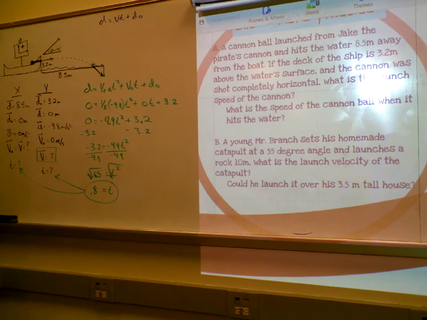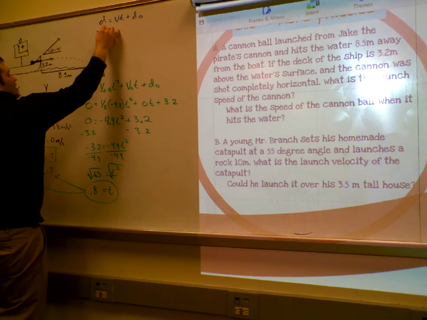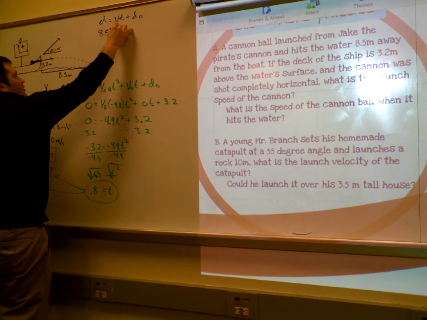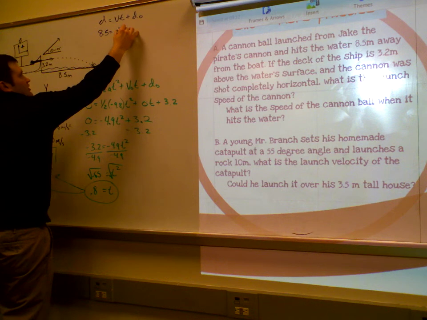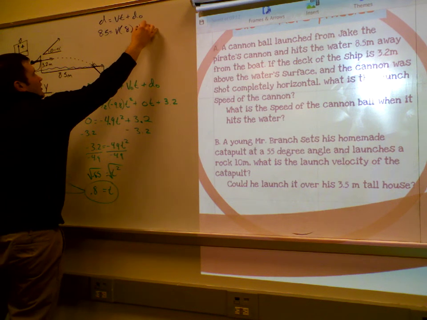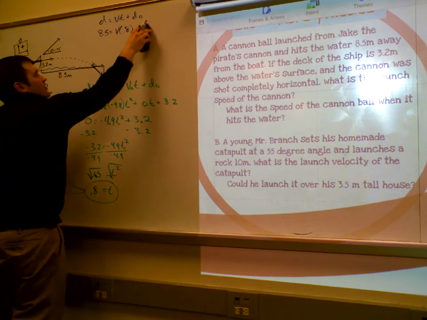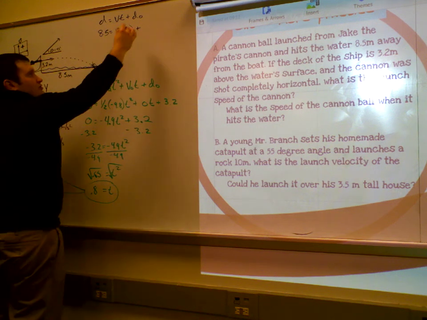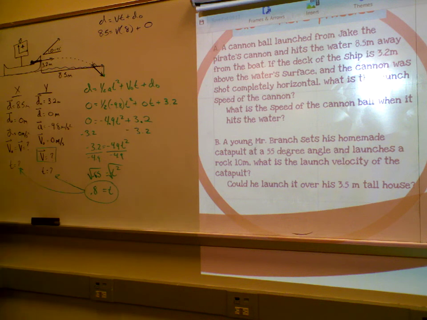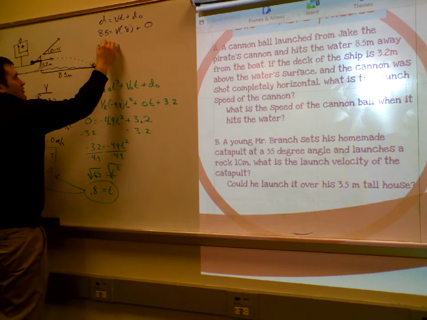Yep. d is 8.5. So the cannonball lands 8.5 meters away. v we do not know. t is 0.8. d naught is 0 because we start at 0. So how do I find velocity? How do we find velocity? I'll simplify it for you.